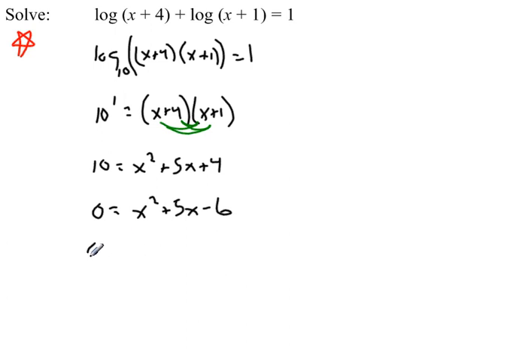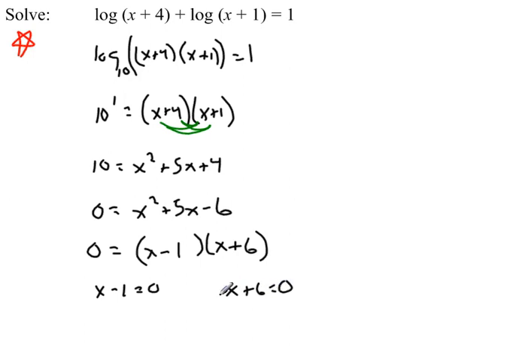And then we can try to factor this. So we get 0 equals, let's see, we know it's going to be x times x. We know two numbers that add to 5 and multiply to negative 6 are negative 1 and plus 6. Perfect. So now I can say either x minus 1 equals 0 or x plus 6 equals 0, which gives me an answer of x equals 1 or x equals negative 6.